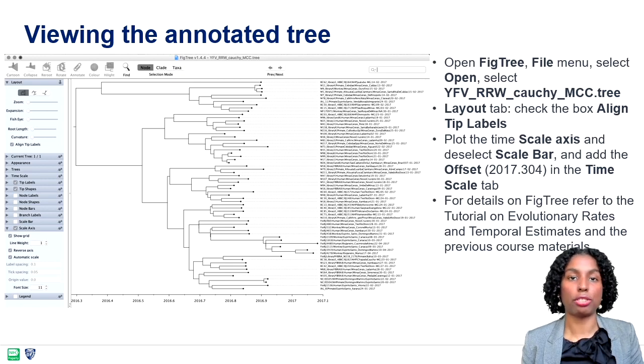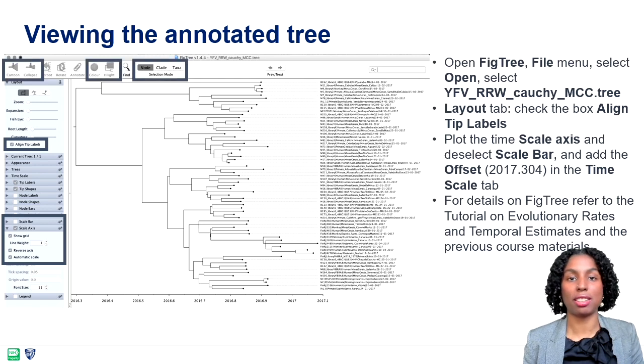On the left-hand side of the window, it is possible to find the options and settings which control how the tree is displayed. In the Layout panel, check Align Tip Labels for clarity. For appropriate scaling of time, open the Timescale tab and set the appropriate offset representing the most recent sampling date. Next, uncheck the scale bar and check the scale axis and the reverse axis within. Feel free to explore the other settings and options to arrive at your desired tree.